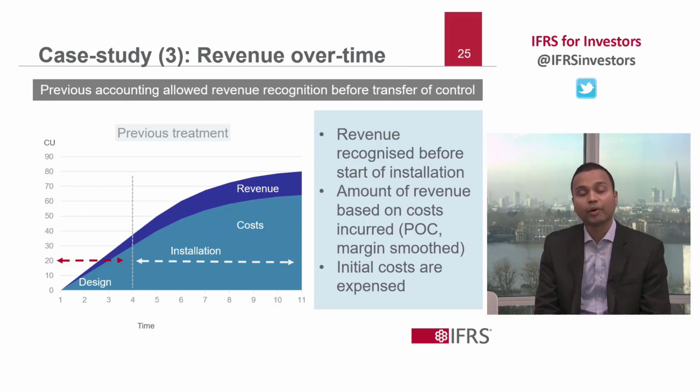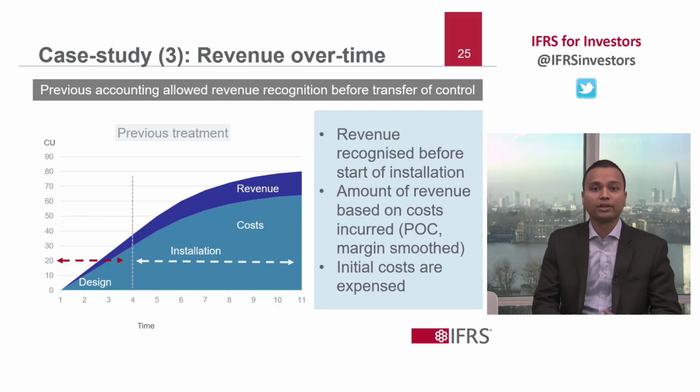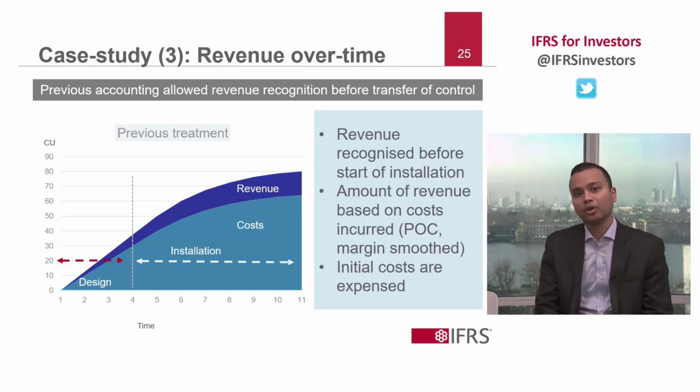The company recognizes revenue from the time it incurs costs, which is from the start of the project. The amount of revenue is based on the percentage of completion method with the contract cost guidance from IAS 11 construction contracts applied to measure progress. This often resulted in a smoothed margin profile over the contract life.